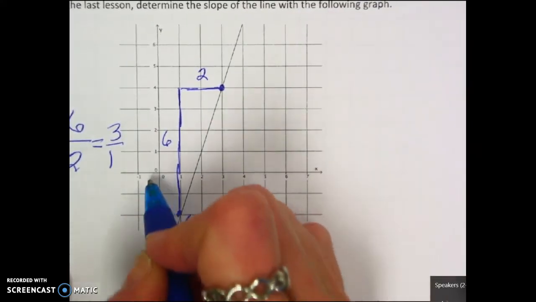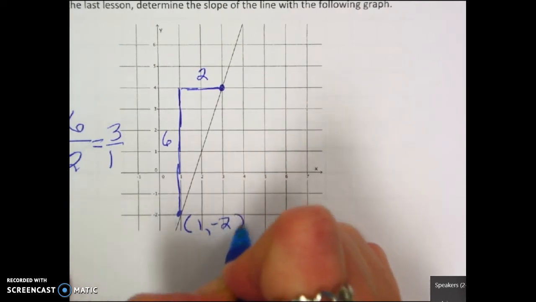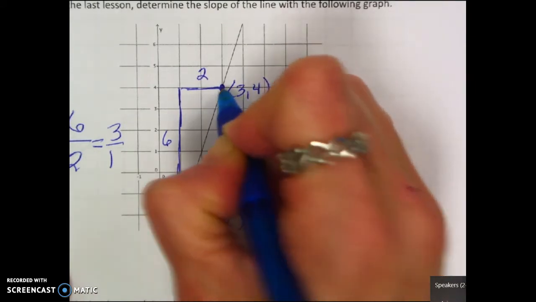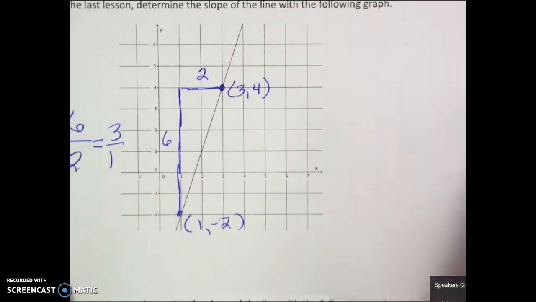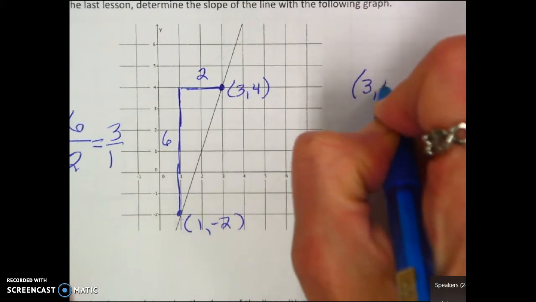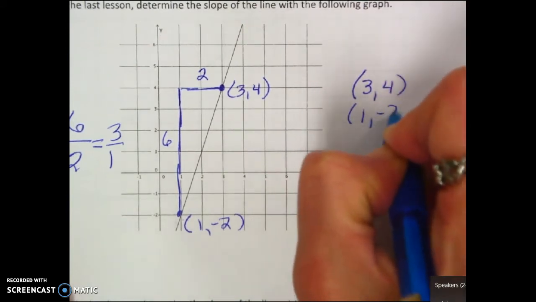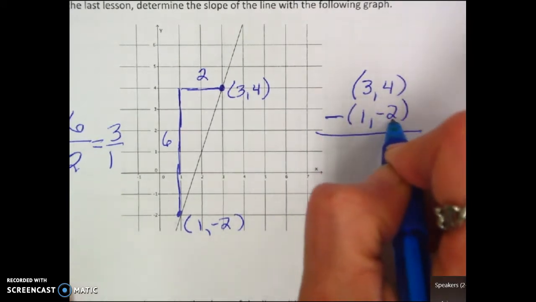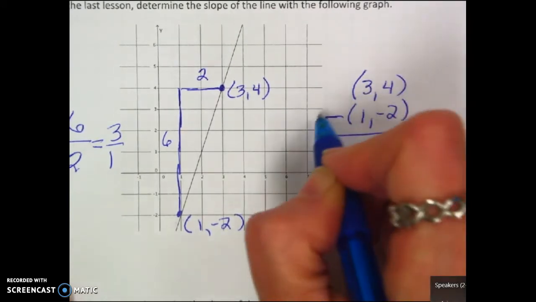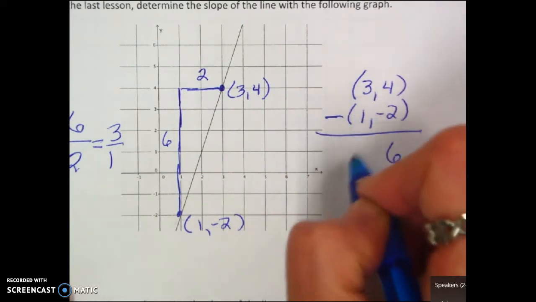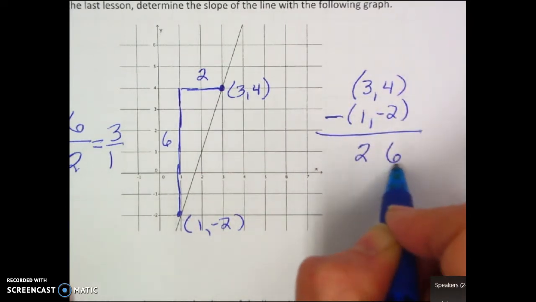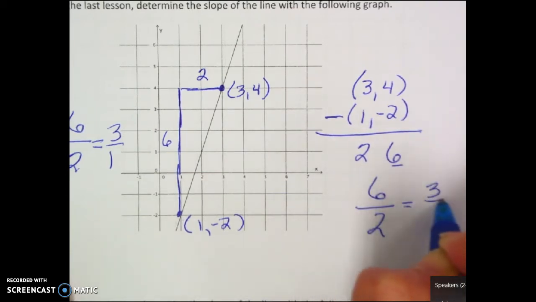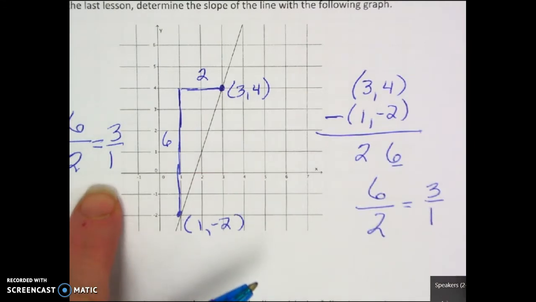So I'm going to look at these points. I have 1, -2, and I have 3, 4. Those are just the 2 points that I picked off my line to start out. So I'm going to come over here to the side and I'm going to subtract these points. So 4 take away -2 is 6. 3 take away 1 is 2. And I remember I want to put this one on top, so I have 6 over 2 for my slope. Again, that reduces to 3 over 1, which is the same thing we got by counting spaces.